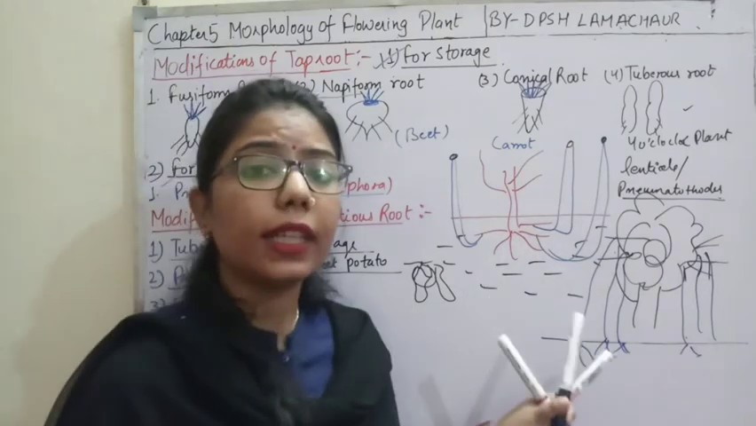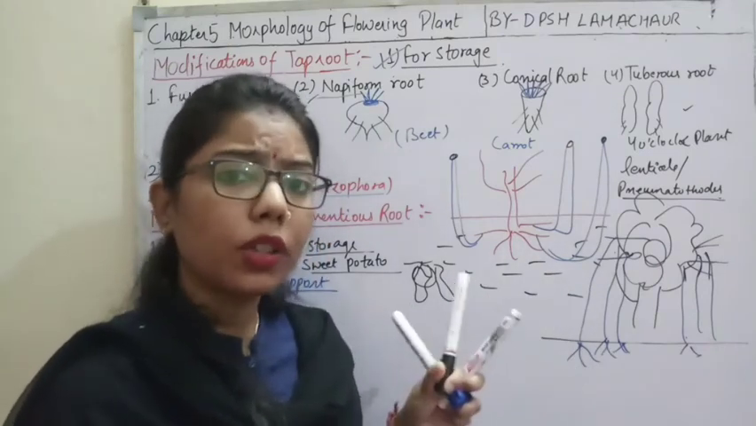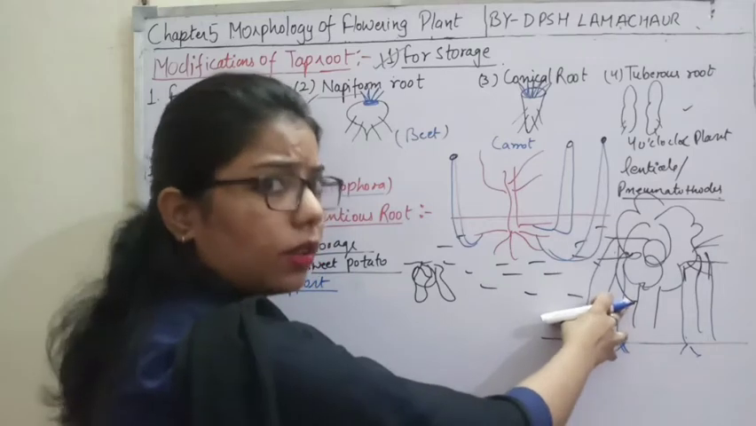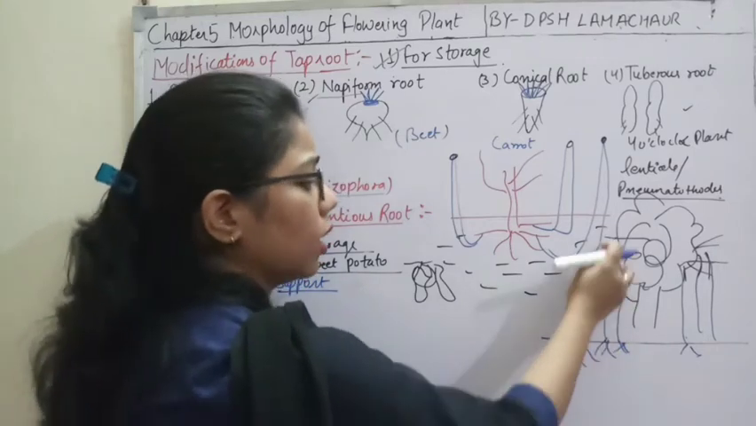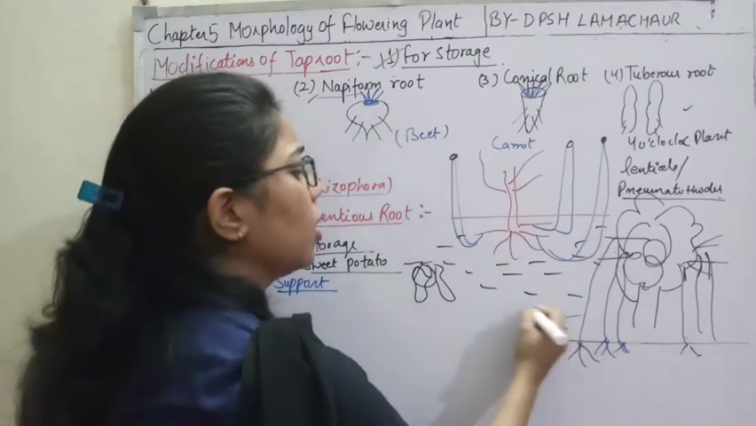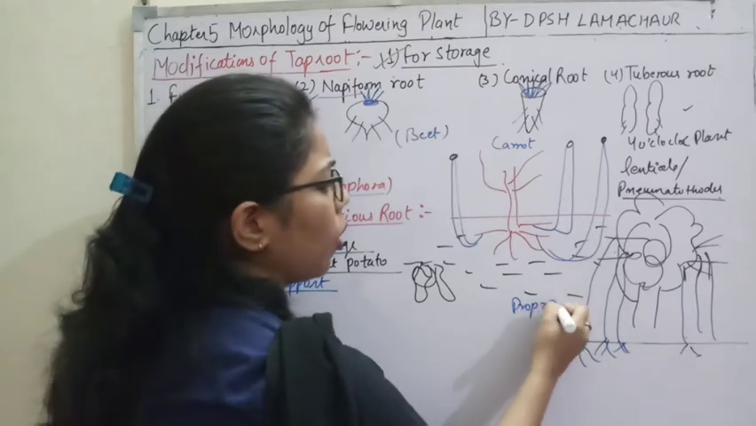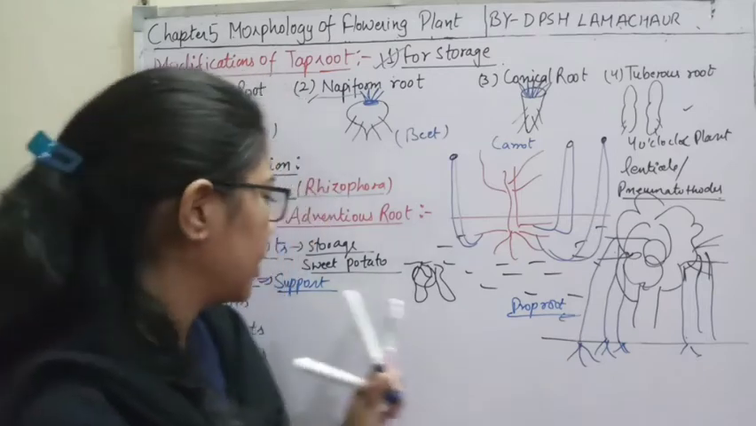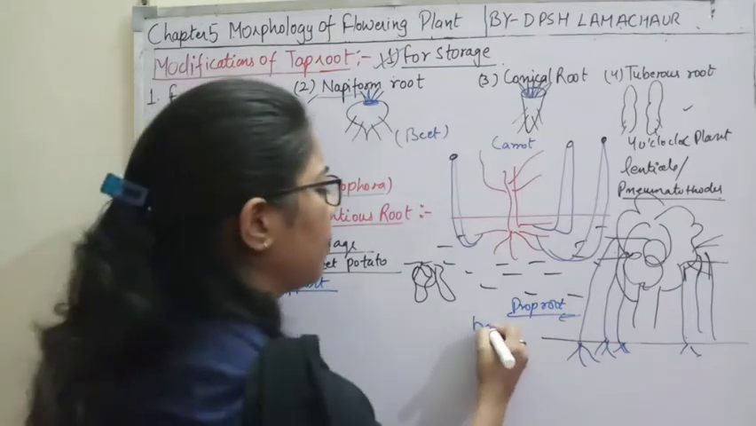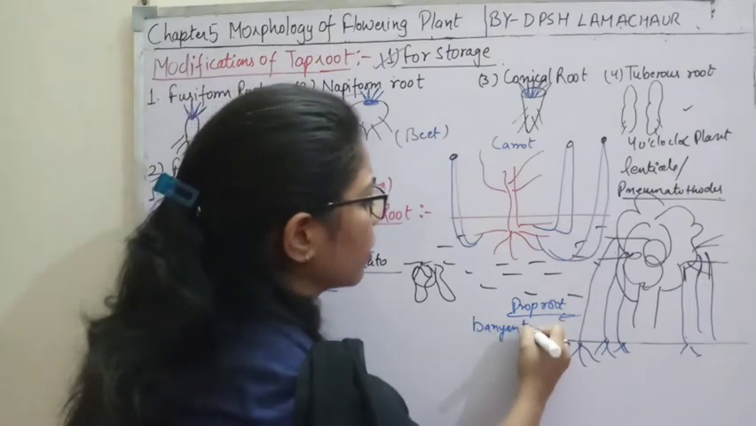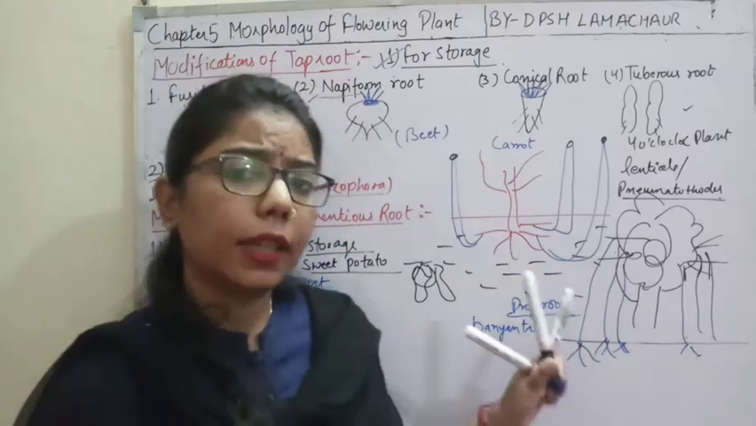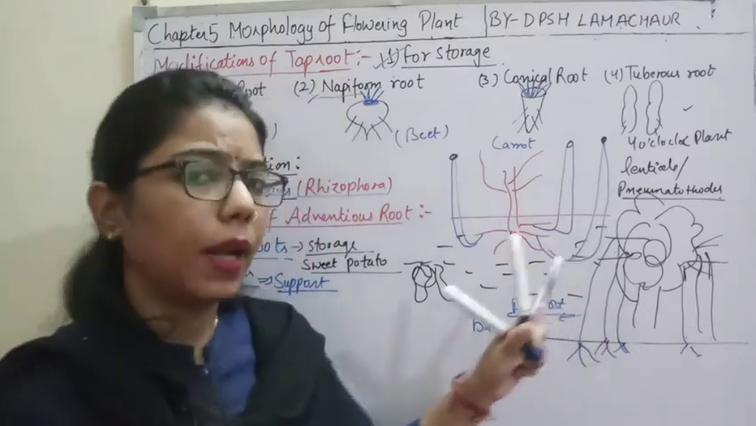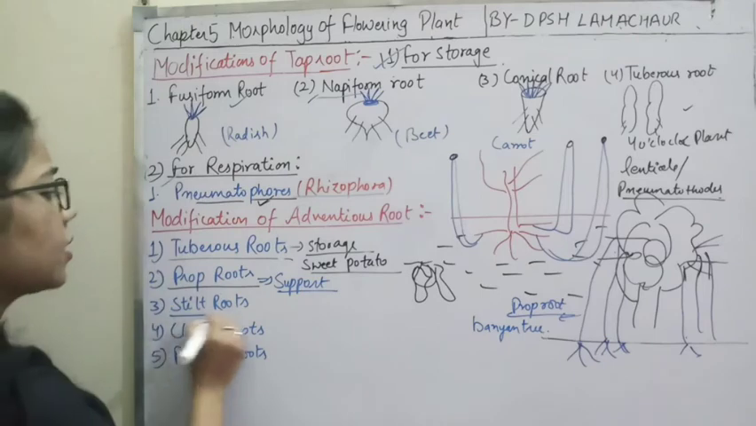These roots act as a pillar. What is the function of a pillar? To give support. So these roots are known as the prop roots. What will you say? Prop roots. And this you can see in the case of the banyan tree. The example is the banyan tree, and here they provide support to the plant. Clear?